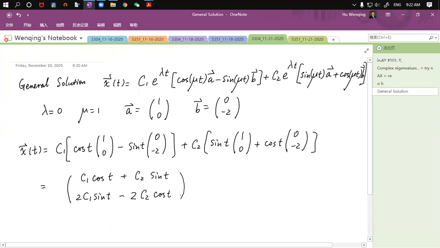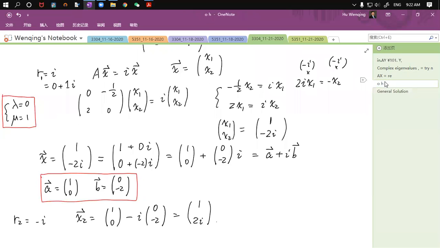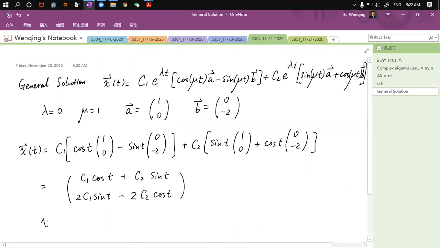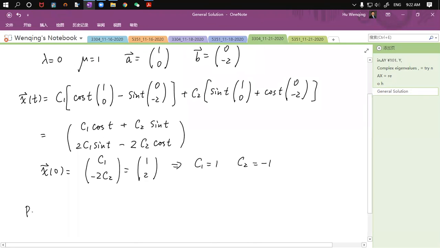Is that good for everybody? Okay, and now you're going to set the solution, looking for a particular solution. So there is x0 is 1, 2. That means x of 0, according to this formula, is cosine 0, so C1, and then minus 2 times C2, is equal to 1 and 2. So that's going to give you C1 is 1 and C2 is minus 1. So that means you have already also found the particular solution.